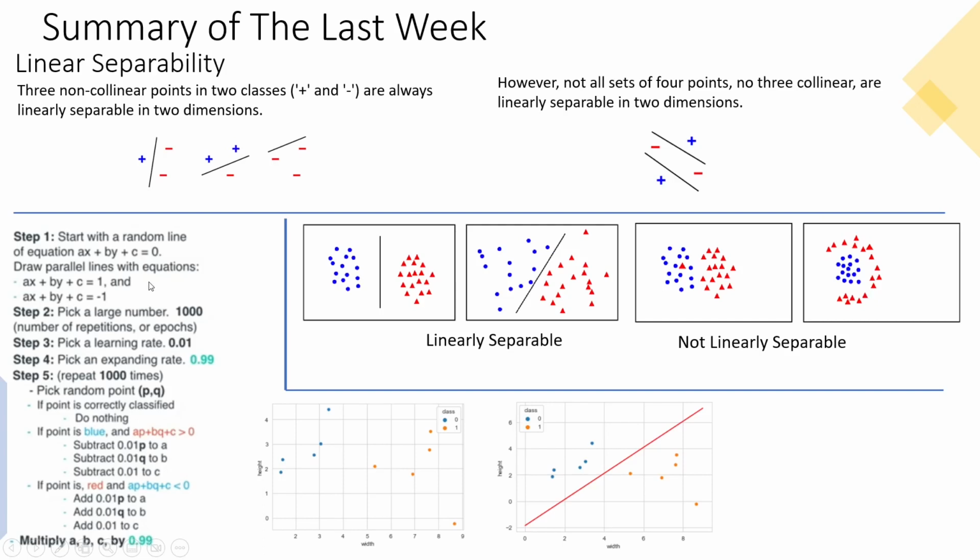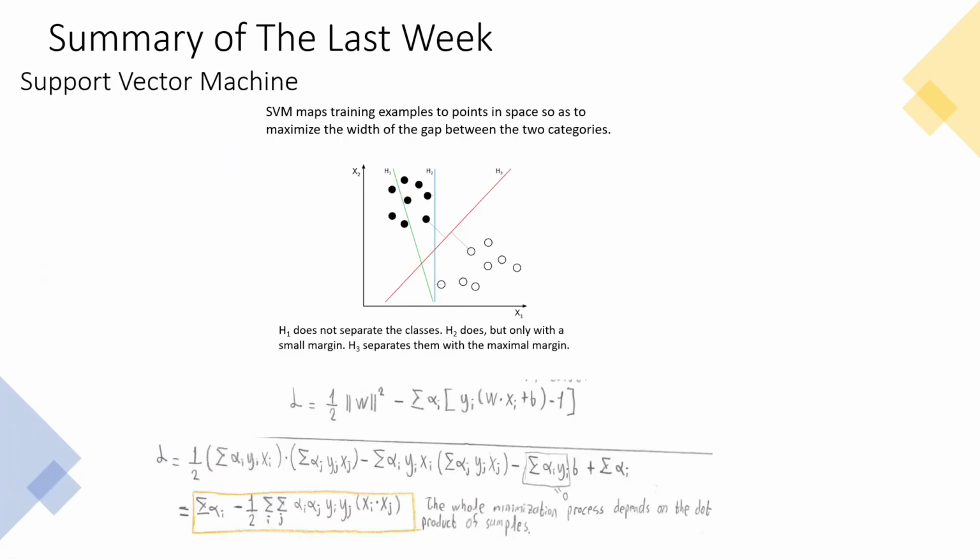And we had seen an iterative algorithm that can find a line that can split linearly separable data into two, and we had done a Python example on that. Now we saw the support vector machine concept. We made the mathematical derivation, and in the end we came up with this equation, and we have seen here that the whole minimization process depends on the dot product of samples, and depending on the dimension we take the dot products, we are able to solve problems that are not linearly separable.